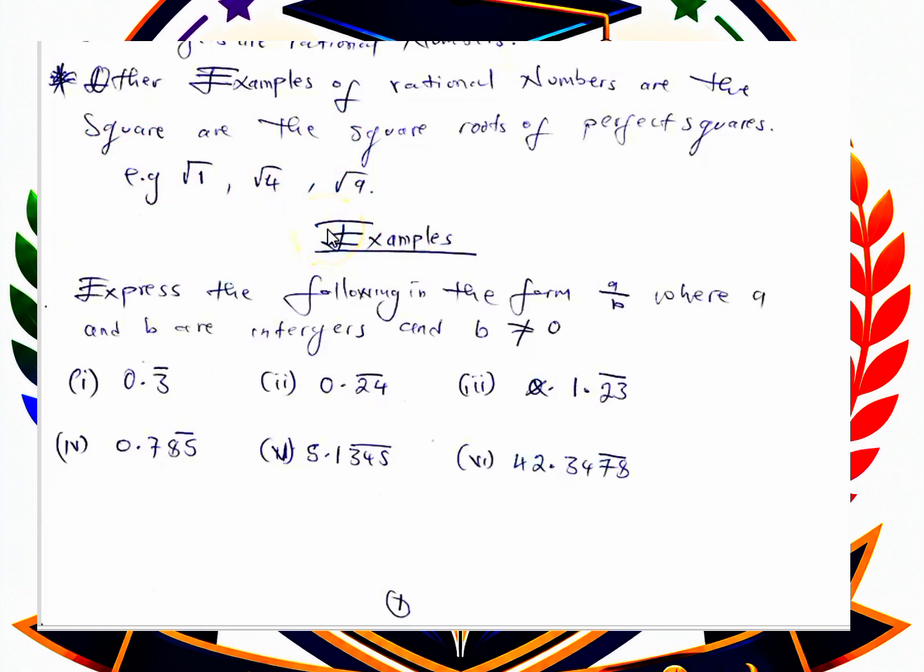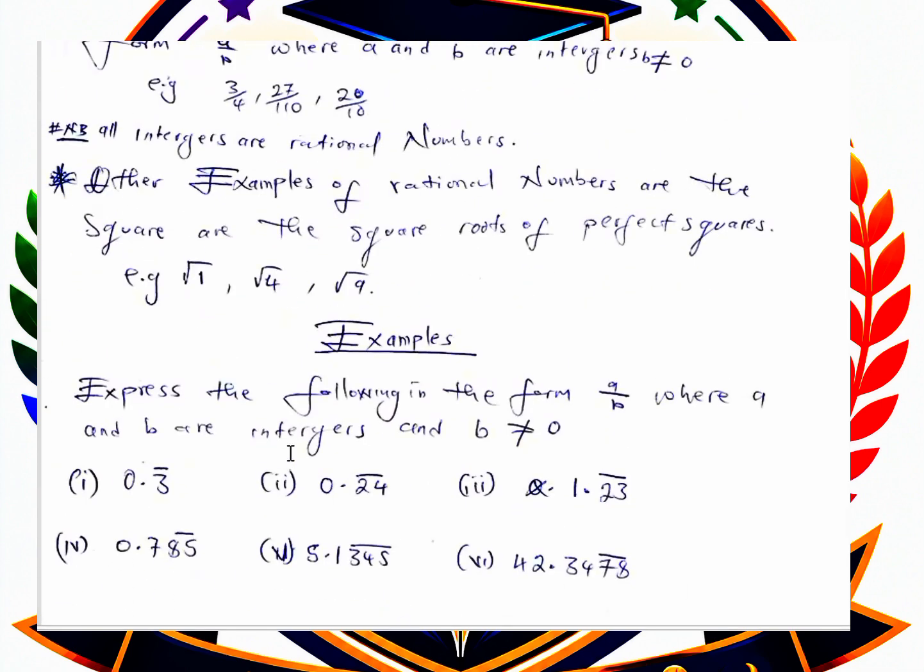Now let's look at the examples which we have. The examples are simply asking us to express the following decimals in the form of a over b, where a and b are integers and b should not be equal to 0. We have the first one, which is 0.3, and the 3 has a bar on top. We also have 0.24, where the two numbers have a bar. We also have 1.23, 0.785, 5.1345, and 42.3478. Now, how are we going to express these decimal numbers in the form of a over b?